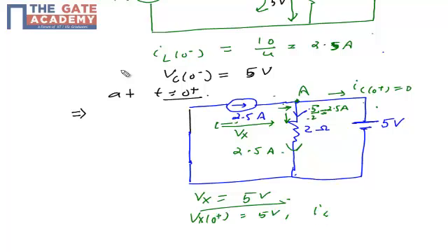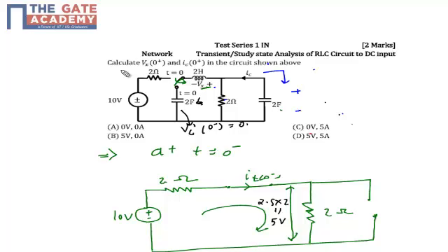And IC at 0 plus will be 0 ampere, because there is no current which is going to flow across the capacitor. So I have the voltage across the inductor as 5 volt and the current across the capacitor as 0 ampere. So my right option is option B. Option B is my correct option. Thank you.